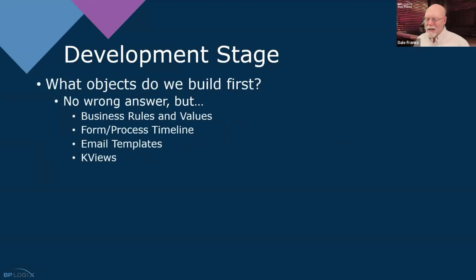So again, there's no wrong answer to what we build first. However, if I have that list of objects, to make my life simpler and the process more efficient, if I have any business rules and business values that have to be constructed, probably best if I construct them first. Drop-downs, which I don't have listed here, would be another object that would need to be constructed first. Then I can move to the form and the process timeline.